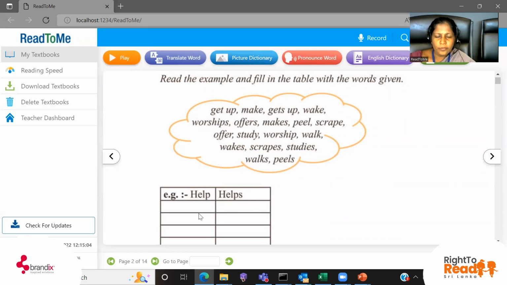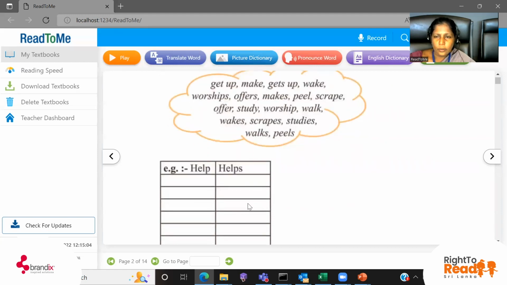In the first column, what do you have to write? Get up. In the next column, gets up, right? So for example, wake, in the first column you are going to write wake, in the next column wakes, right? You have to put S, right? So for example, if I ask here worships, what is the column? You have to write it in the second column.